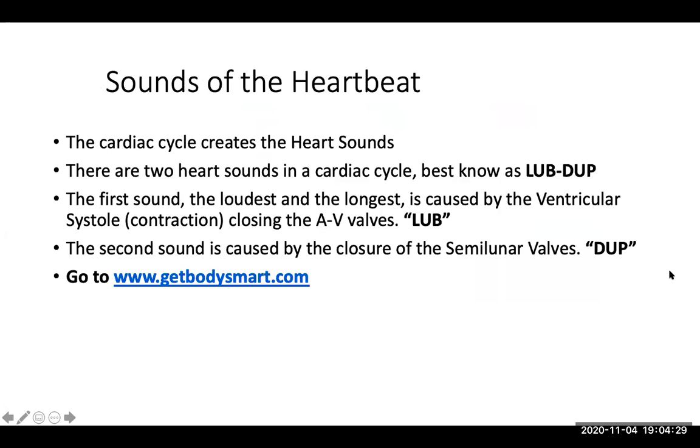Sounds of the heartbeat. The cardiac cycle creates heart sounds. They're the lub-dub, lub-dub sounds you hear in a stethoscope. The first sound is the loudest and the longest, and this is caused by the ventricular systole, which is the closing of your AV valves. And the second sound is caused by the closure of your semilunar valves. You can go to this link to listen to a great rendition of these heart sounds.